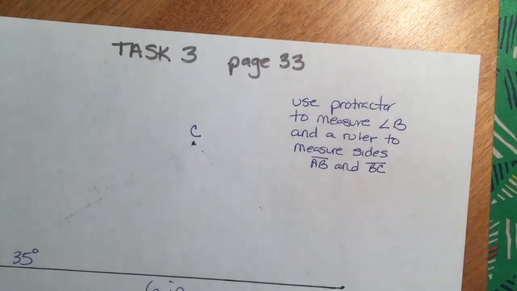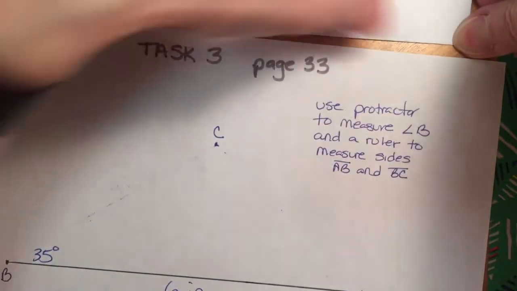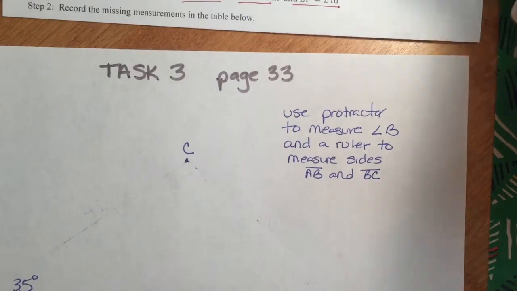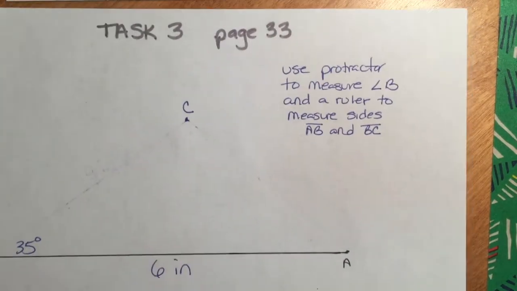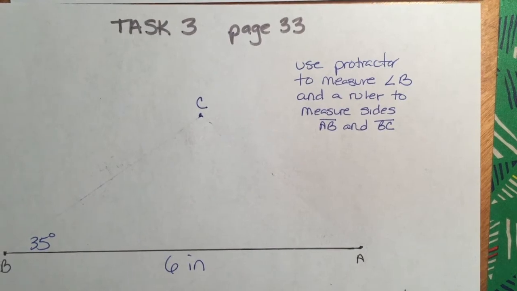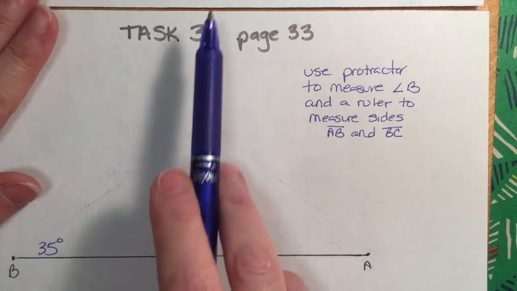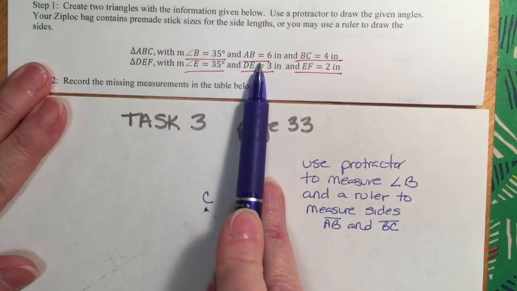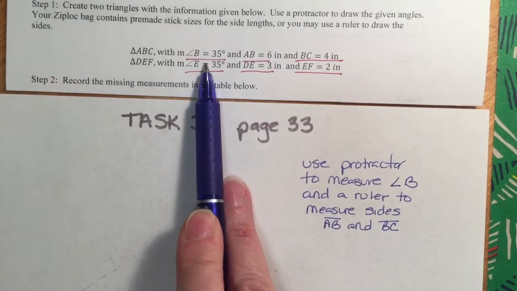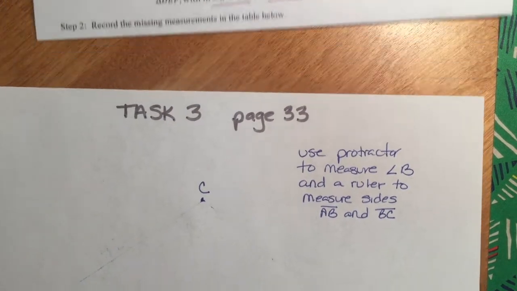And here's task 3 set up for us. Task 3, what did they give us for rules? They gave us an angle and 2 sides. So they said let's have triangle ABC, and we know that side AB is 6, and we know at B there's a 35-degree angle, and the other side BC is 4 inches.